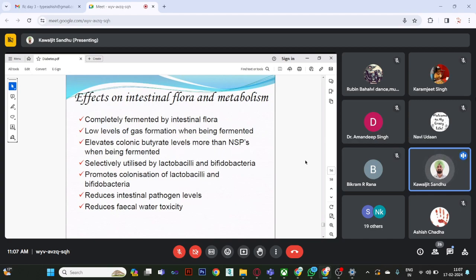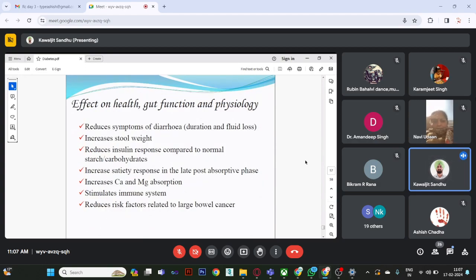The colonies of bacteria act upon these resistant carbohydrates, and they reduce intestinal pathogen levels. They selectively promote those colonies of microorganisms which have health beneficial effects. It reduces the symptoms of diarrhea, and the condition if we have excess loss of fluids from our body, or if we feel a condition of dehydration. So stool weight is increased. Those suffering from constipation should try to incorporate more fibers in their diet, and that definitely will be helpful to them.